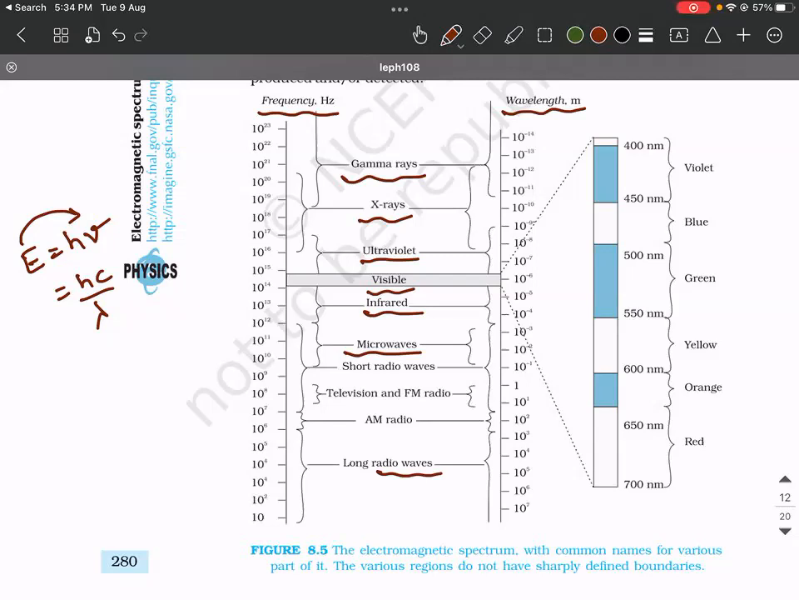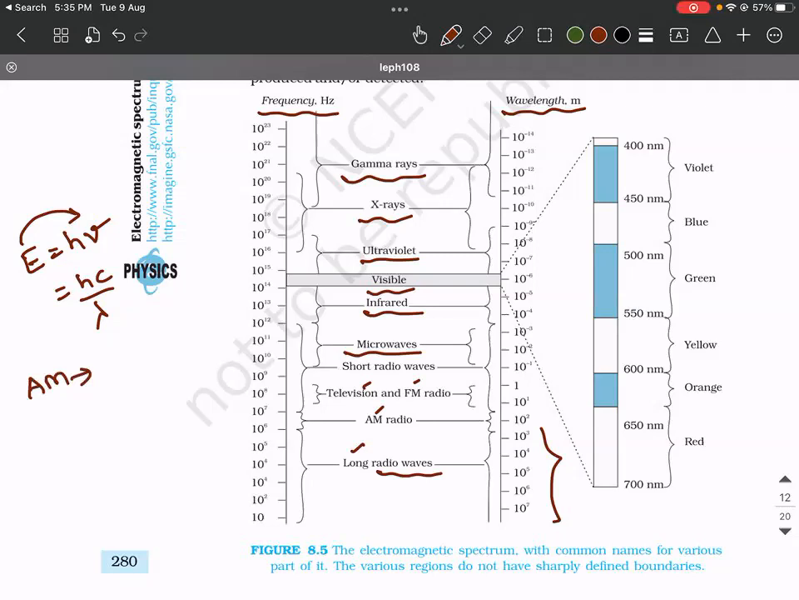Next, if you see radio waves itself, radio waves are again subclassified into different types. What are they? You have long radio waves, then you have AM radio, then you have television and FM radio, then you have short radio waves. All these long and short are decided by the wavelengths. So long radio waves obviously have more wavelength. You're able to see them here. What is AM?